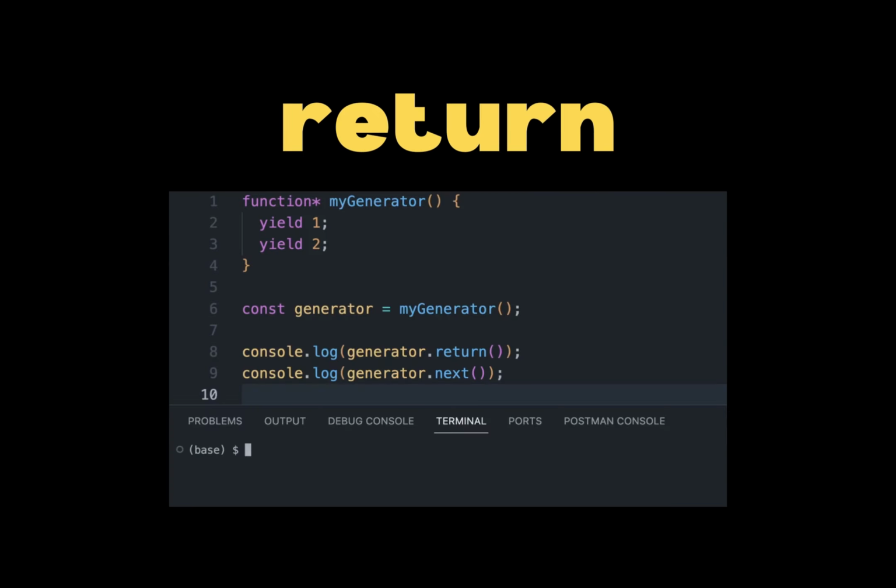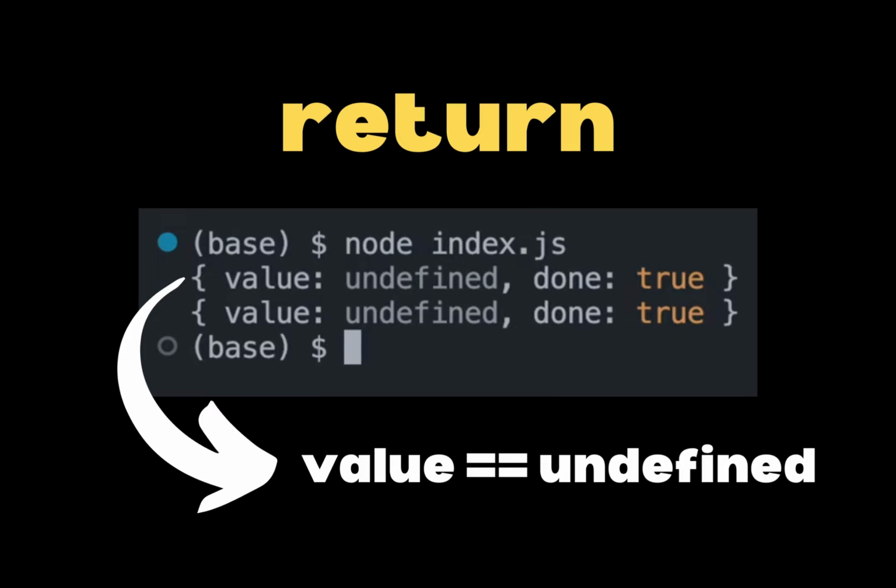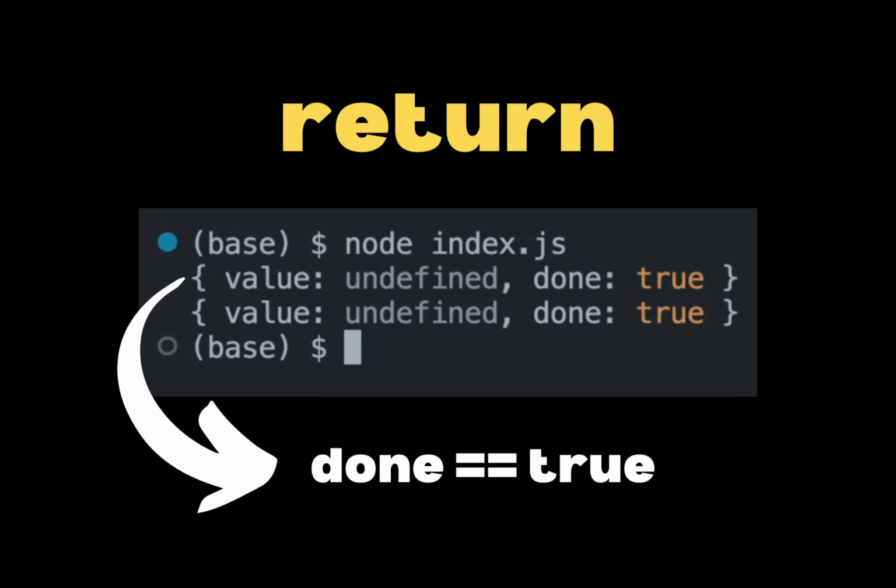The return function, when called, will make the generator finish early, which means no next block of code will run. The return function will return an object with a value which will be undefined and a done property which will be true, meaning there is no further code to run.